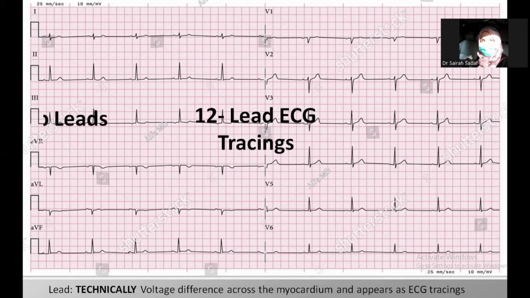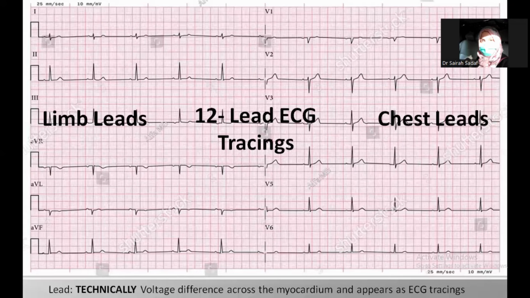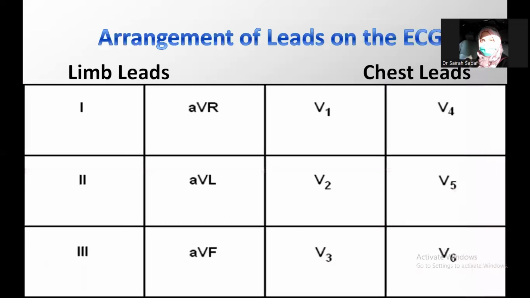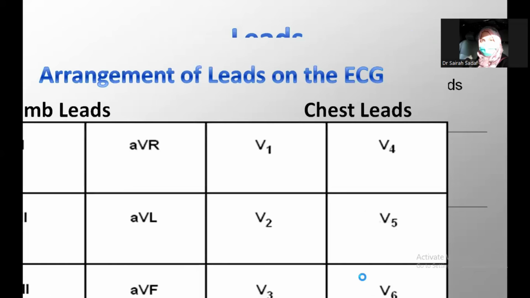Anyways, these are known as the limb leads, and these are known as the chest leads. Lead 1, 2, 3, AVR, AVL, AVF are limb leads, while V1 to V6 are chest leads, or you can also call them precordial leads. Now, this is another simplified view: limb leads all on this side, and chest leads all on this side.